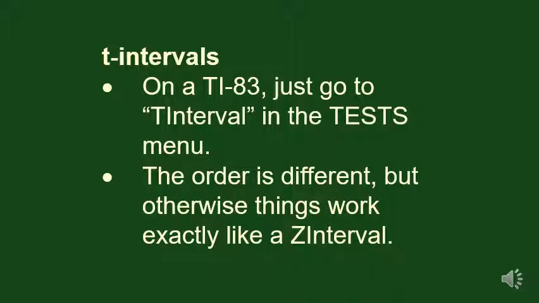If you want to do a T interval, you still go to that Stat Tests menu on your calculator, but this time you just keep on hitting the down arrow after you've gone to Z interval and go down to where it says T interval.